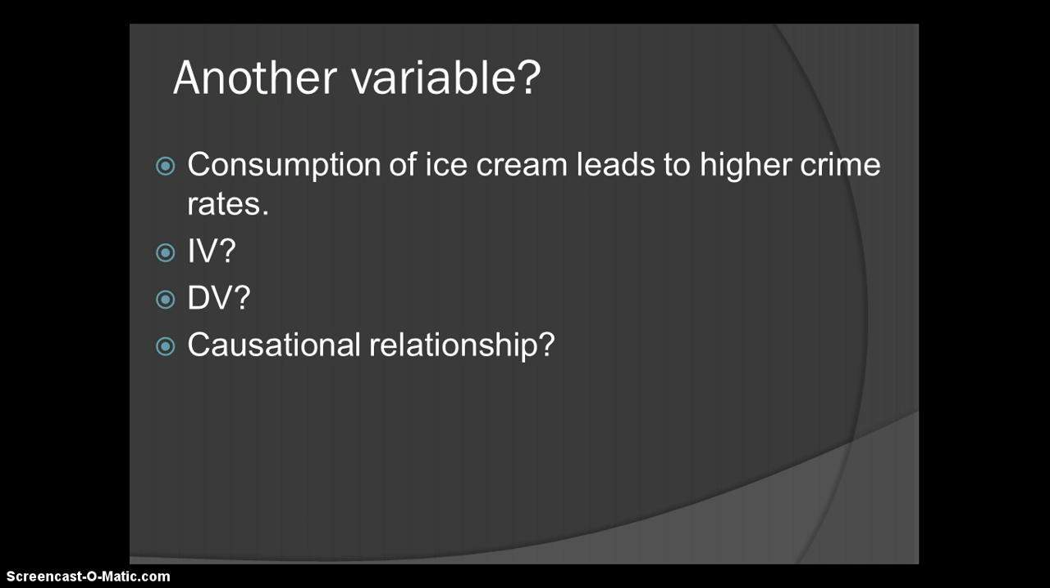But can there be another variable? It is not only important to show a correlational relationship between two variables, or even a causal relationship between variable x and variable y, but it's very important to know that there's not another variable that can explain the effect. So for example, consumption of ice cream leads to higher crime rates. Our IV is the consumption of ice cream. Our DV is the rates of crime. Is it a causal relationship?